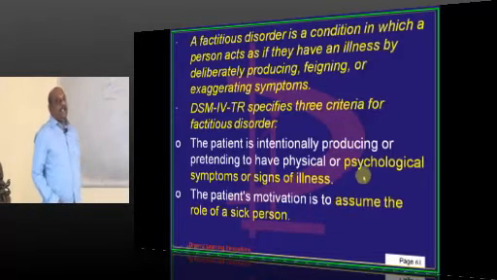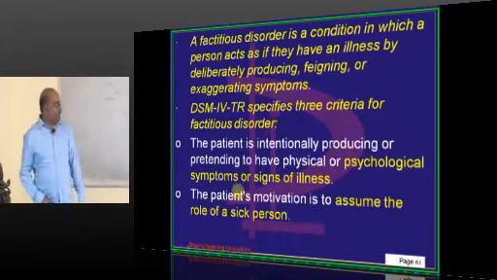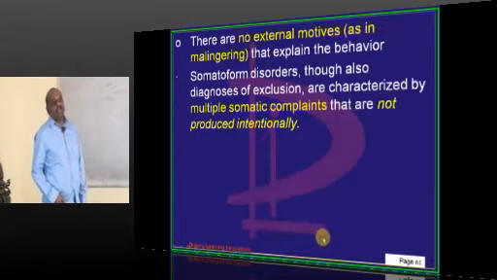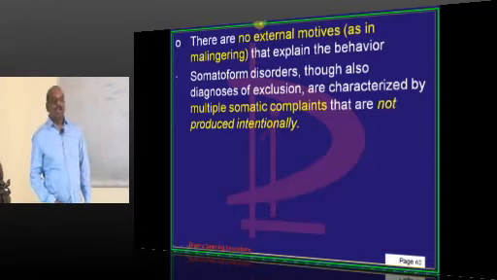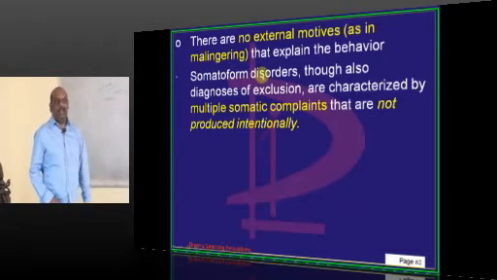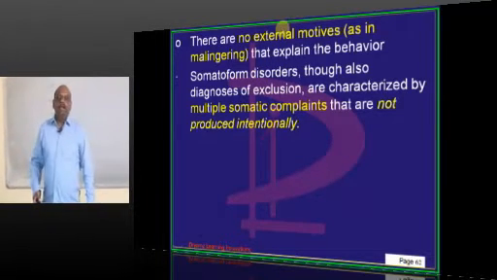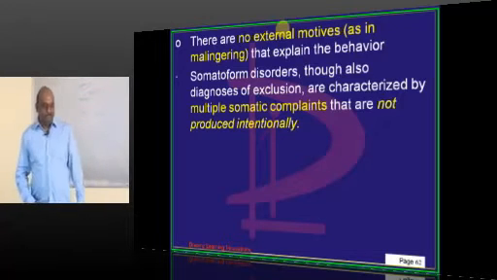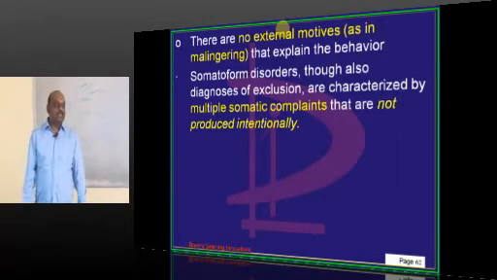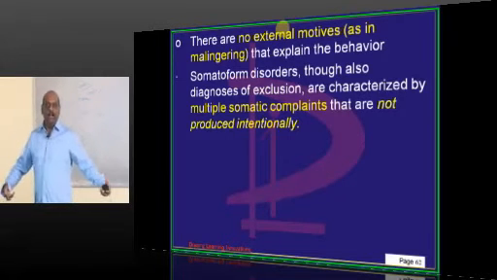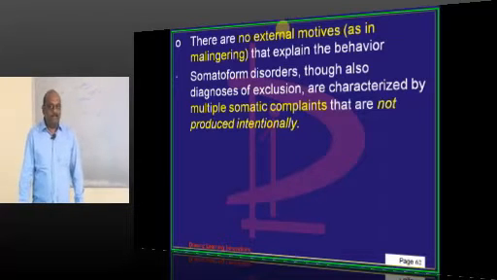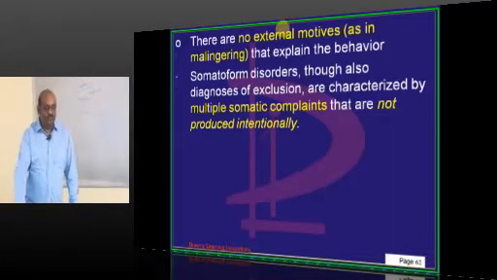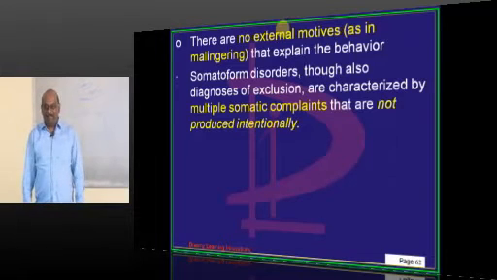What is the patient's motivation in this? He wants to assume the role of a sick person in case of a factitious disorder. But factitious disorder is different from malingering. In case of malingering, there is one external motive. Suppose a woman has torn her clothes and says, I have been raped by my boss. See, all my dress is torn. Is there any external motive behind it? It is there to book the boss on a false case.